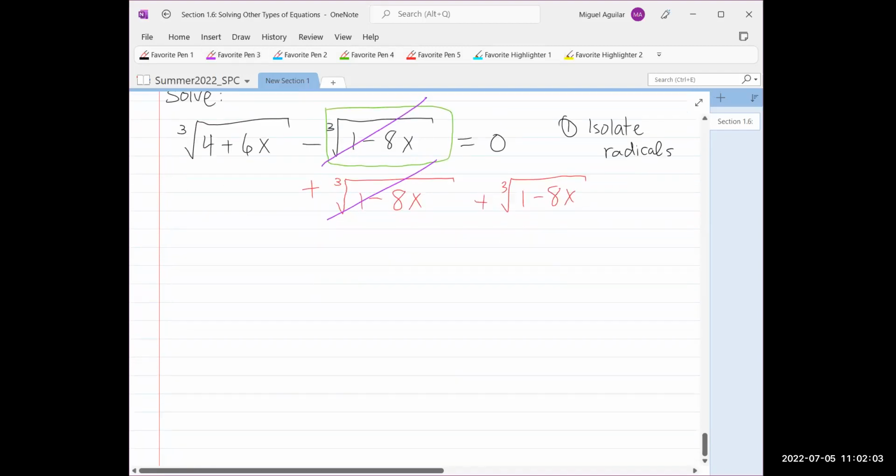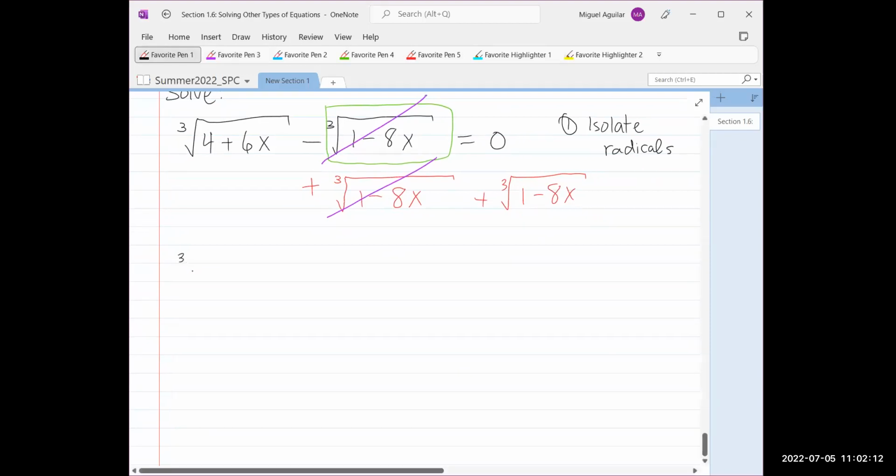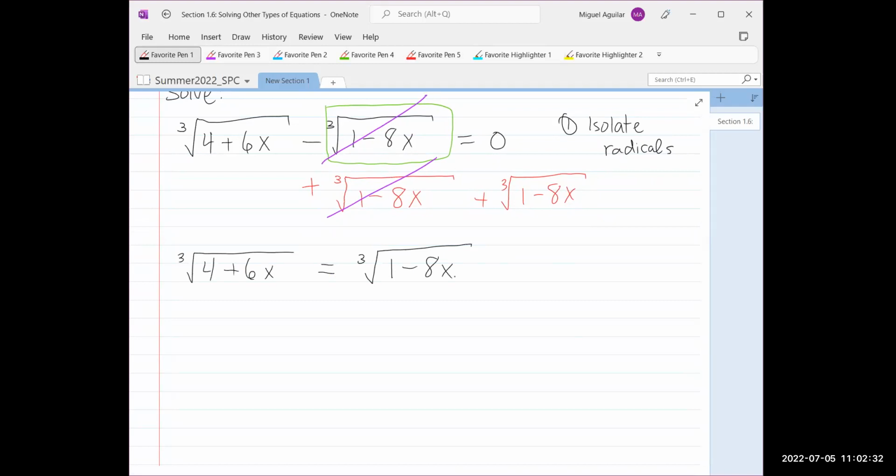So what we should have when we do this is the cube root, we didn't touch this one, 4 plus 6x is equal to, well, these guys canceled out, and then 0 plus anything is whatever that thing is. So the cube root of 1 minus 8x. We just moved it over to the other side of the equation by canceling it out.